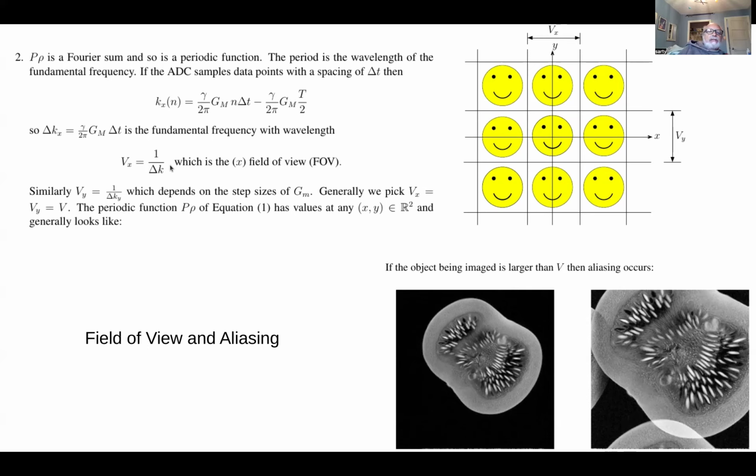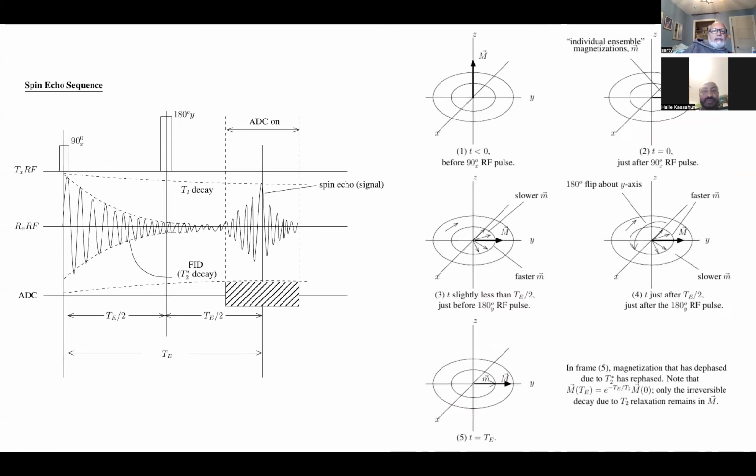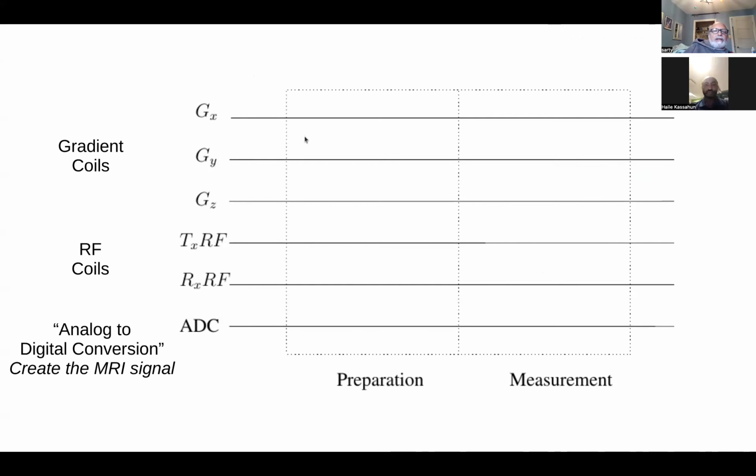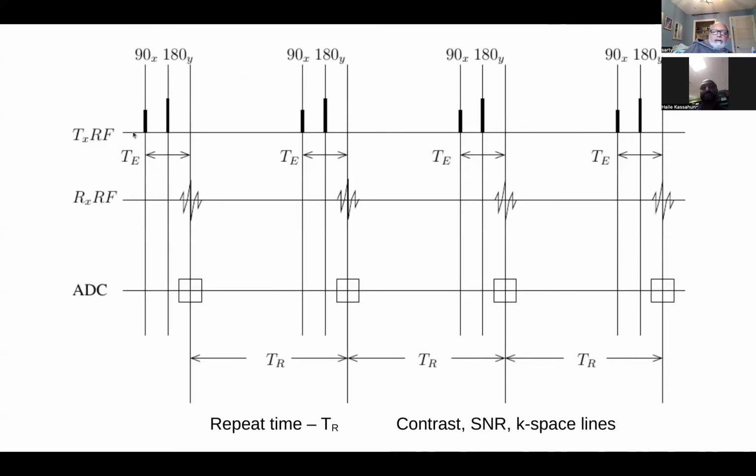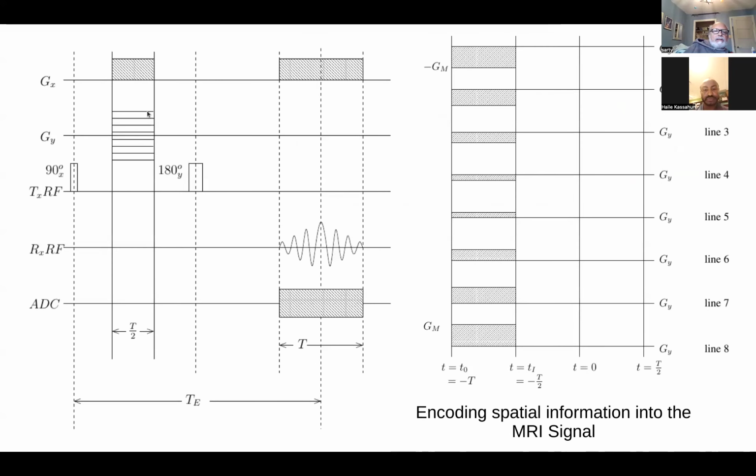So to avoid aliasing, you must have your field of view larger than your object, which means you have to have your delta K small enough to avoid that. And we're done. That's the basics of pulse sequences, what they do to you, and at the end of the day, you're going to go back to your pulse sequence programming and start putting things in here, and the things that you put in here are going to be these RF pulses, and ultimately you're going to do a pulse sequence that looks like this.